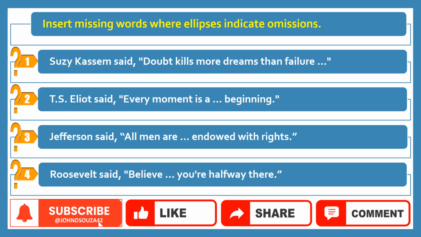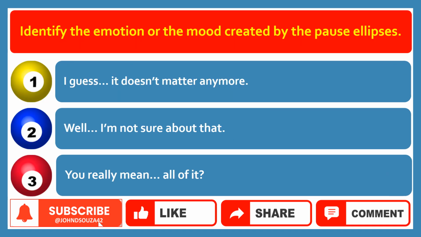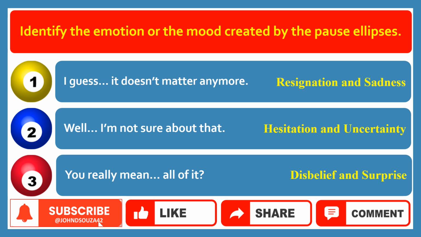Work through this activity to show what you have learned about omission ellipses, which are used to indicate missing text. Use the answer key to evaluate your work. Use this task to apply your knowledge of pause ellipses, which are used to indicate a mood or emotion. Cross-check your response with the correct answers.